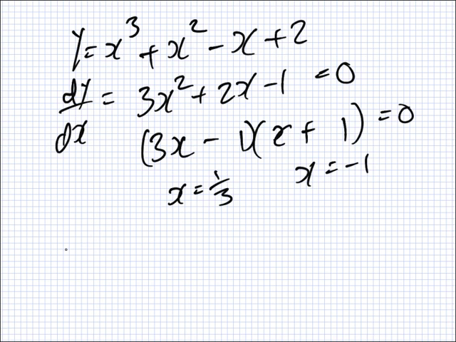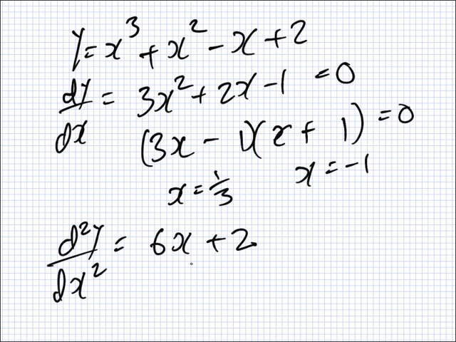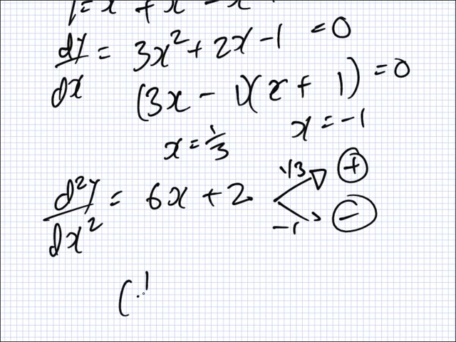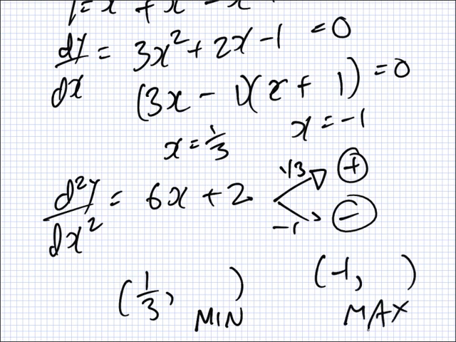But which is a max and which is a min? Second derivative equals 6x plus 2. So if you put in 1/3, I'll get 6 over 3 is 2, 2 plus 2 is 4, it's a positive, and I put in minus 1, I'll get a negative. So that means the value at 1/3 is min, and the value at minus 1 is max.